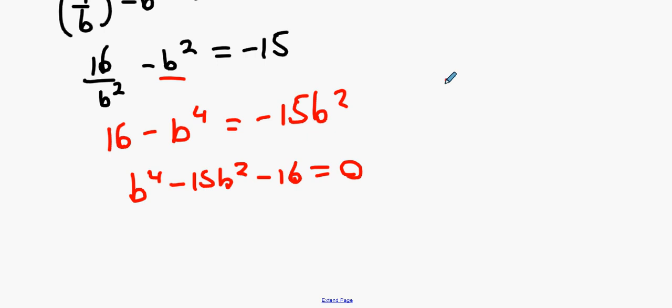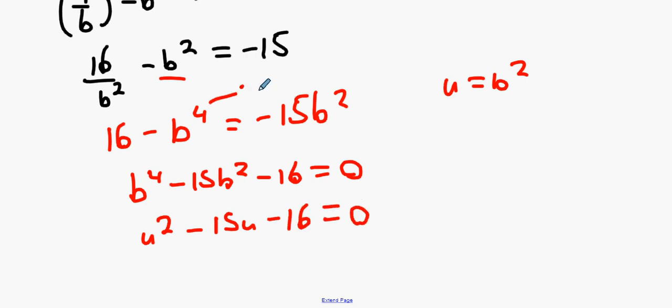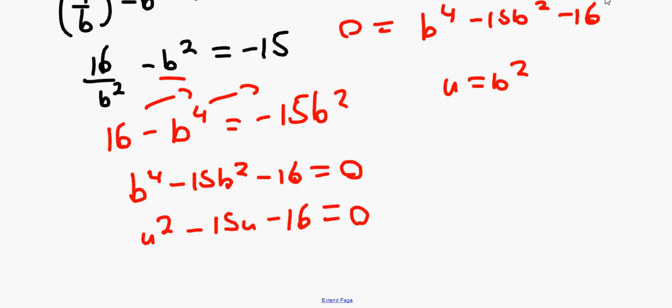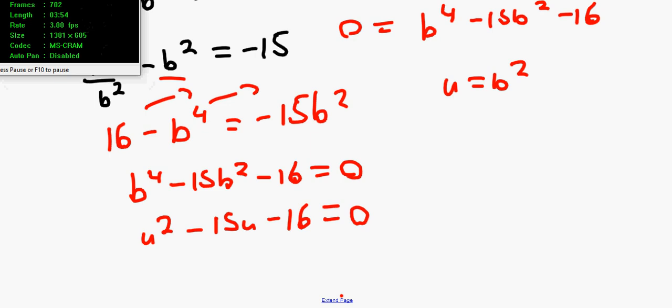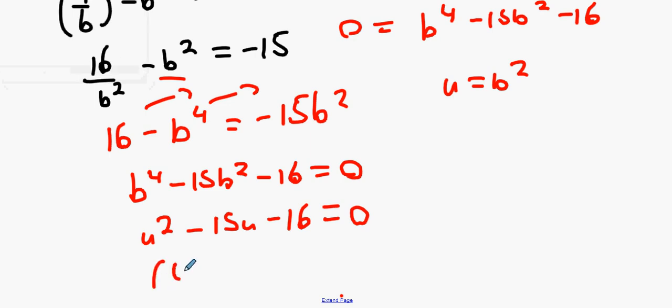u equals b squared. Yep. So what does it turn into? u squared minus 15u, but you're grand, yeah. And then I moved it all to the right, so I got 0 equals b4 minus 15b squared minus 16. Is that alright, is it? Alright. Now, what you get next? Alright, go on, what you get, Jamie? u plus 16, or u minus 16. And u plus 1. Okay.